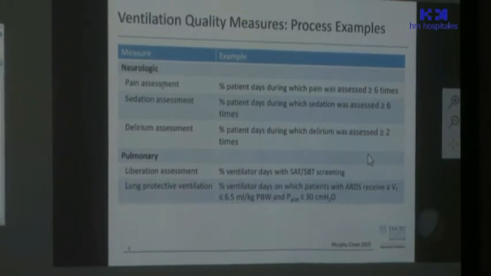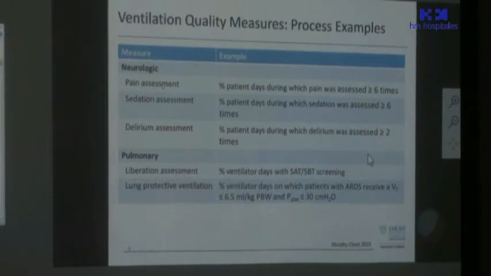From a pulmonary system perspective, we may want to see what's the percentage of ventilator days that had a spontaneous awakening and breathing screening done. Looking at lung protective ventilation, what's the percentage of ventilator days on which patients with ARDS, or those who don't have ARDS as well, receive the tidal volume that meets certain criteria in terms of tidal volume and plateau pressure. These can be taken from the original studies that were looking at effectiveness. However, they may require some adjustments as we're dealing with things in a more real-life, non-study environment.